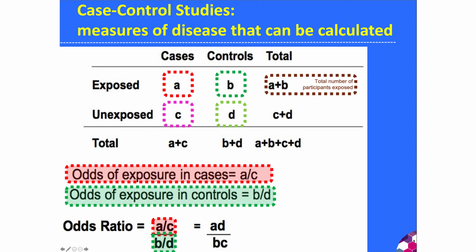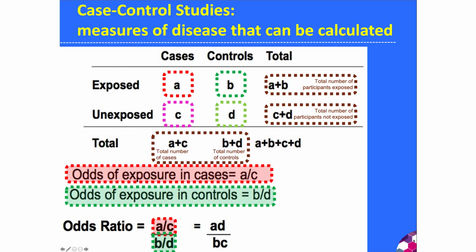And A plus B is the total number of participants in our study who have been exposed, the number of cases and controls who were exposed. And C and D are the total number of participants, cases and controls, who were not exposed. Then you have the total number of cases, A plus C, and the total number of controls, B plus D. And this is the total number of participants in our study, which is the cases and the controls.